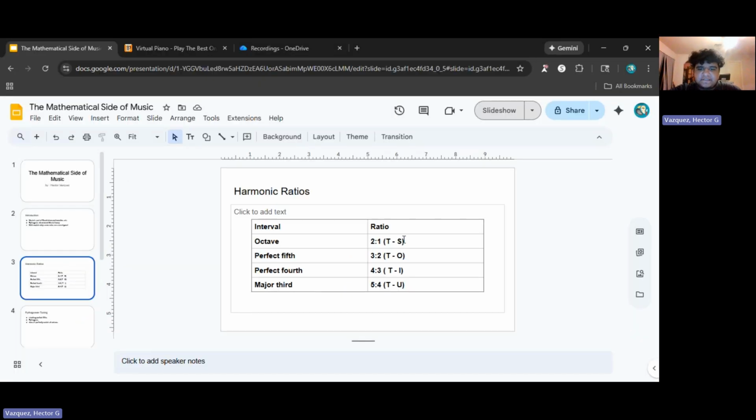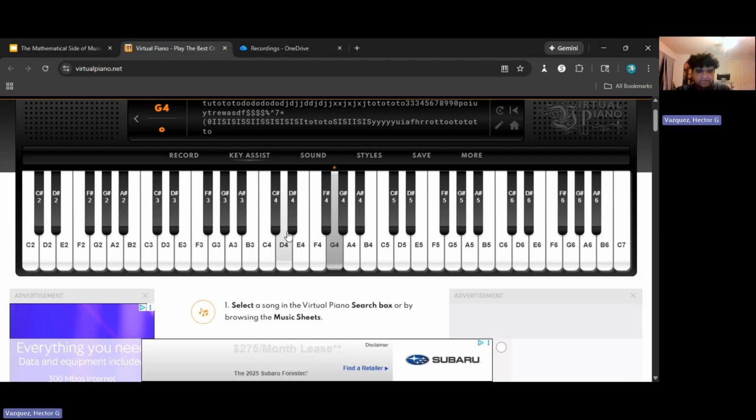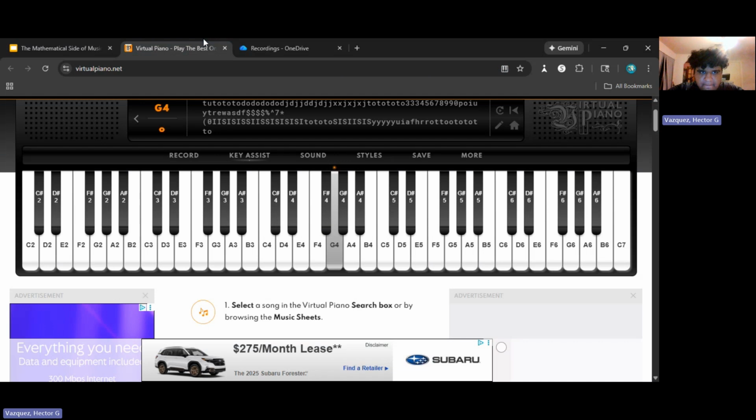By the way, these letters are just for me to type on the keyboard, as I'll be using a virtual keyboard. So I'll start with C4 as the lower note, pressing C4 and C5. That would be TS.